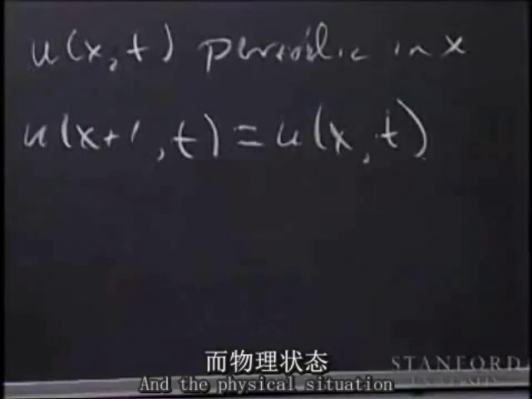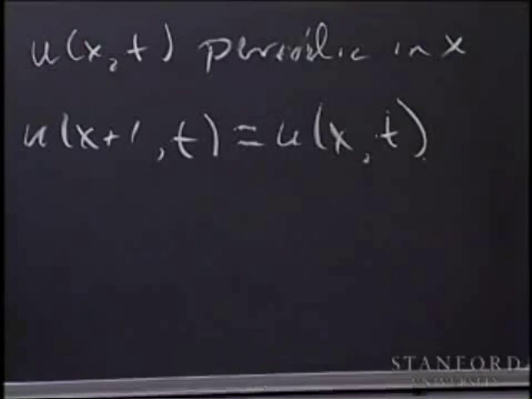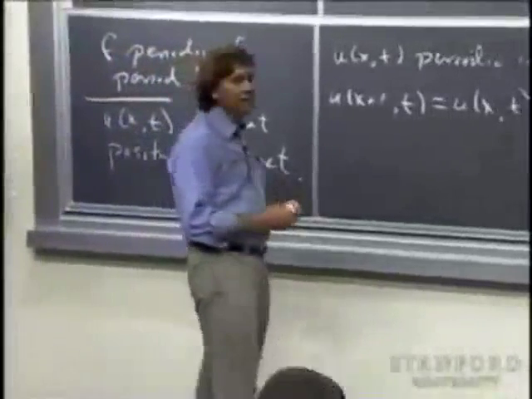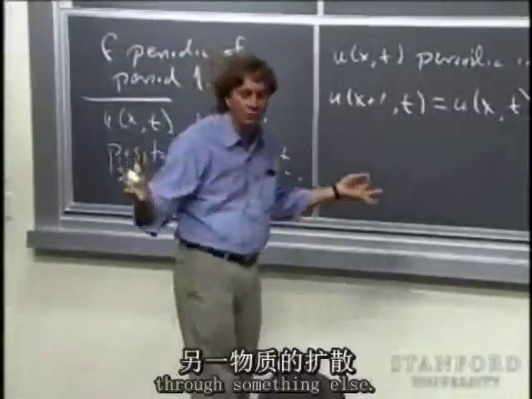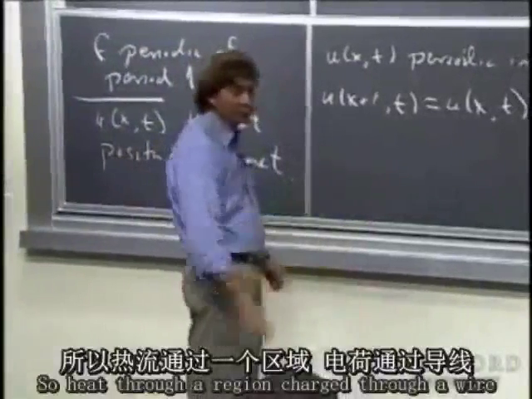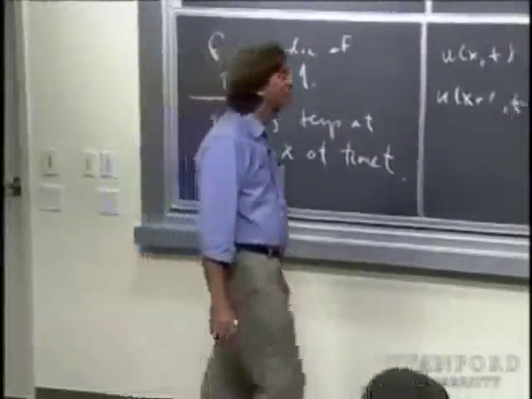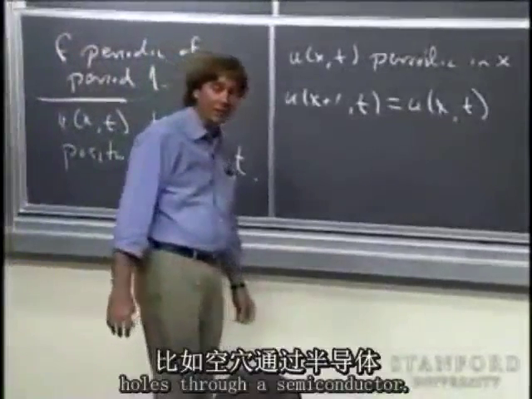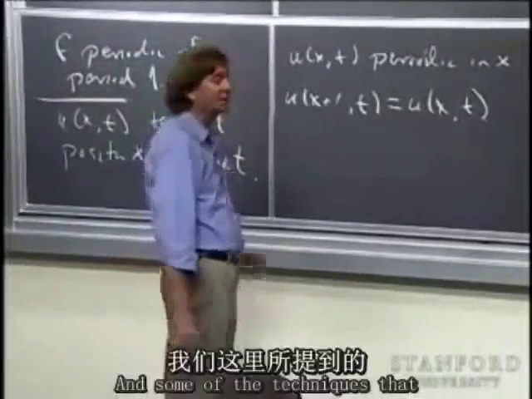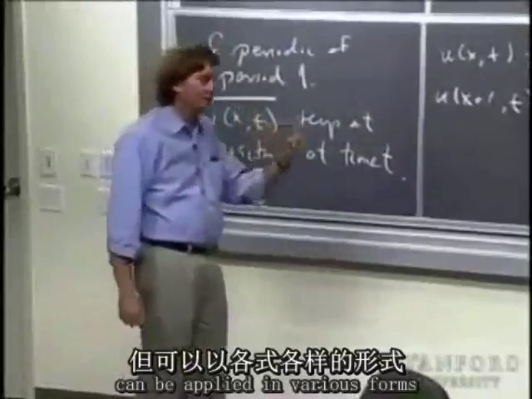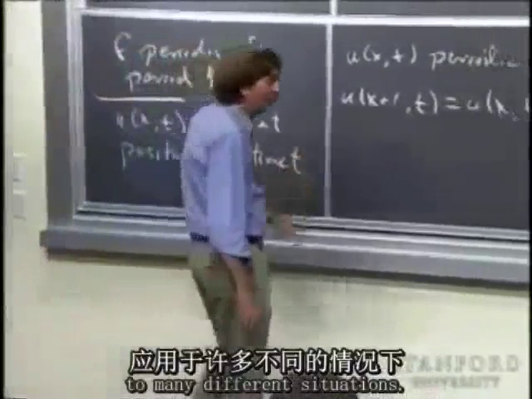And the physical situation is described by the heat equation, which is also referred to as the diffusion equation and governs many similar processes that involve the diffusion of something through some medium. So heat through a region, charge through a wire is governed by this sort of equation. I mentioned these last time, holes through a semiconductor. It really has quite a variety of applications, and some of the techniques that we're talking about here, although they're specialized to this case, can be applied in various forms to many different situations.